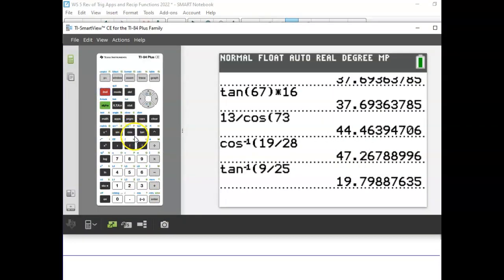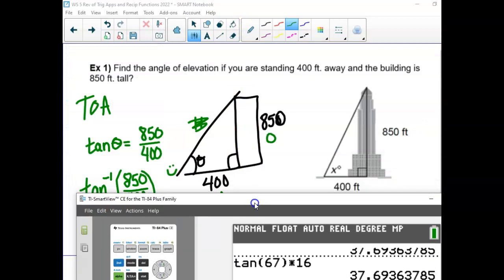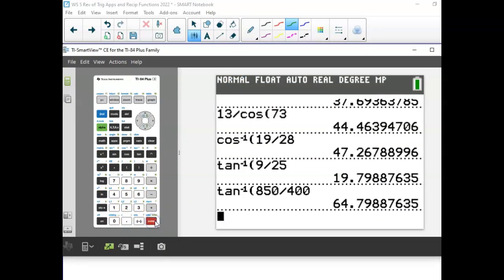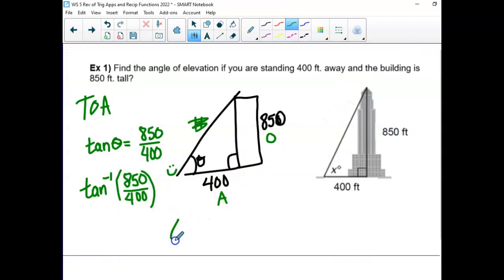We do second tangent, 850 over 400. And I got 64.8 if I round to the nearest tenth. Anybody else? Again, the quiz says round to the nearest tenth, so that's what I'm going with. Questions?